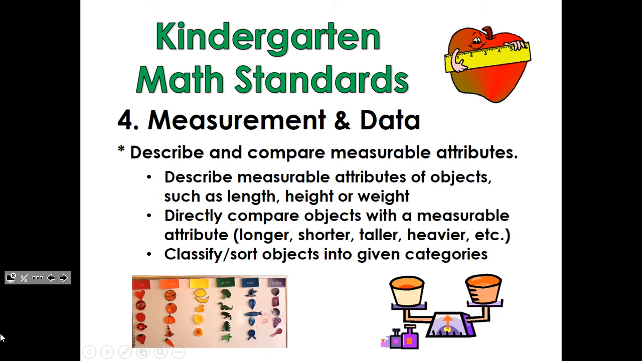The fourth standard is measurement and data. They're going to be describing and comparing measurable attributes. These attributes will be things like length, height, or weight. They're going to directly compare objects with a measurable attribute, saying that one's longer or shorter, or taller, or heavier, etc. And then they're going to be classifying and sorting objects into given categories.